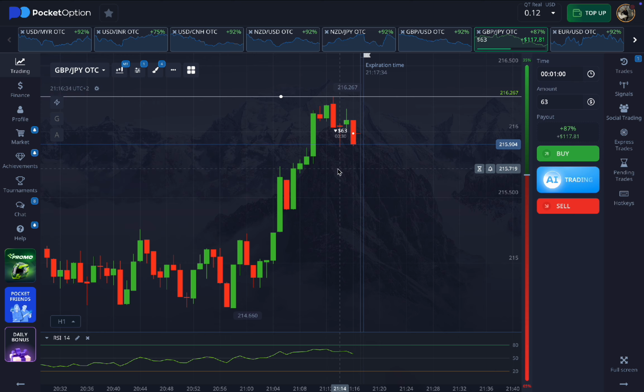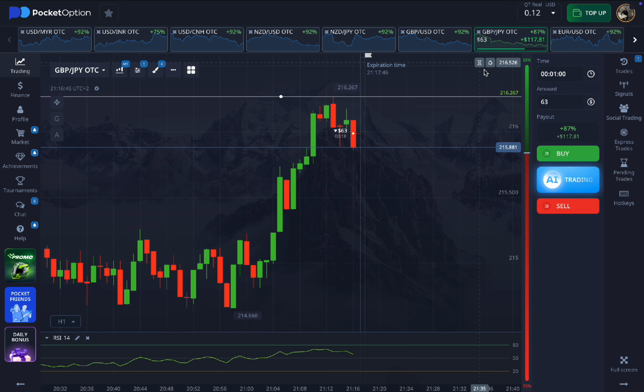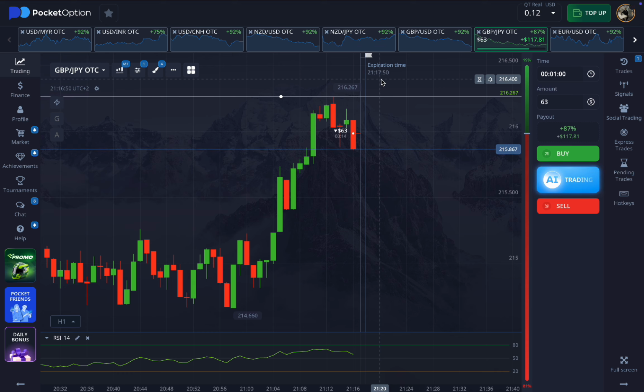So, dear friends, we can see that a strong downward impulse has formed. I hope it will continue like this further. If this trade closes in profit, our balance will be $117. And this will be yet another confirmation that you can turn $10 into $100, $200, or even $300. You just need to trade correctly according to the strategy and have enough experience.